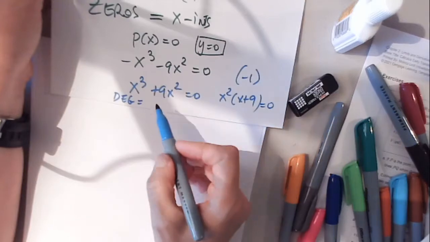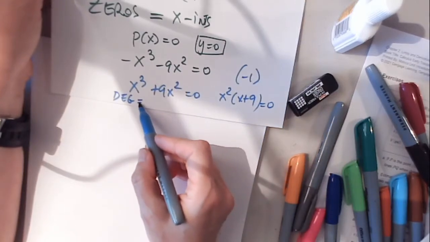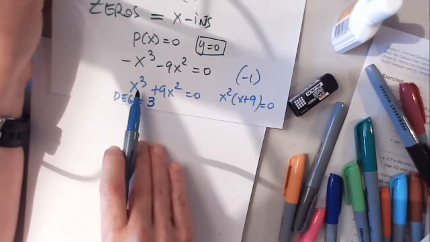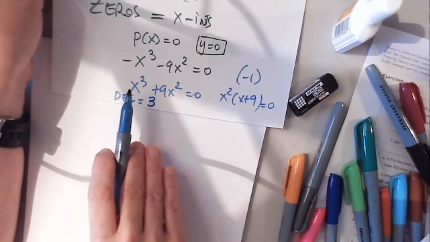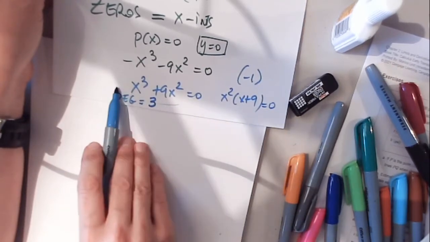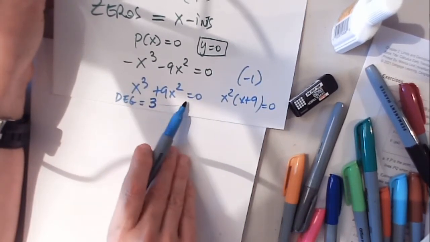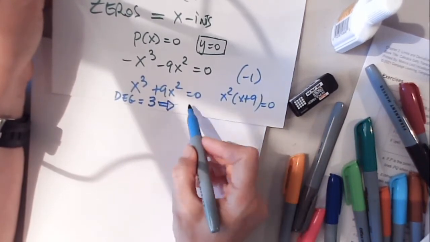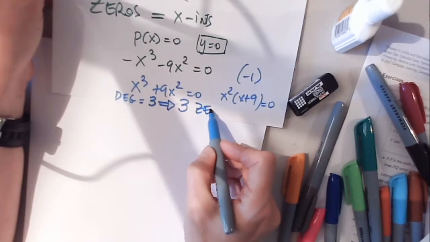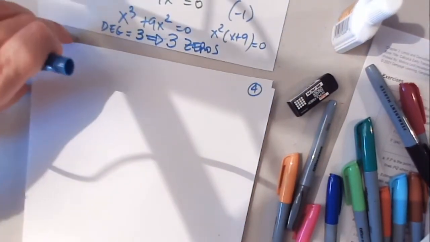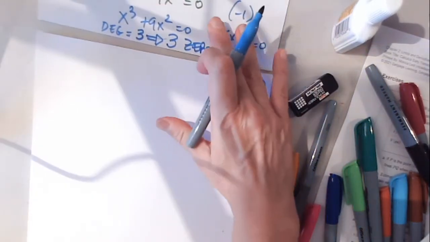The degree is? Third degree polynomial? The degree is 3, is the highest power of the variable. This has degree 3, this has degree 2. Degree 3 is the one that dictates. Degree 3 is the degree of the entire polynomial, which absolutely means 3 zeros. They may all be the same, we don't care, but it automatically means 3 zeros.